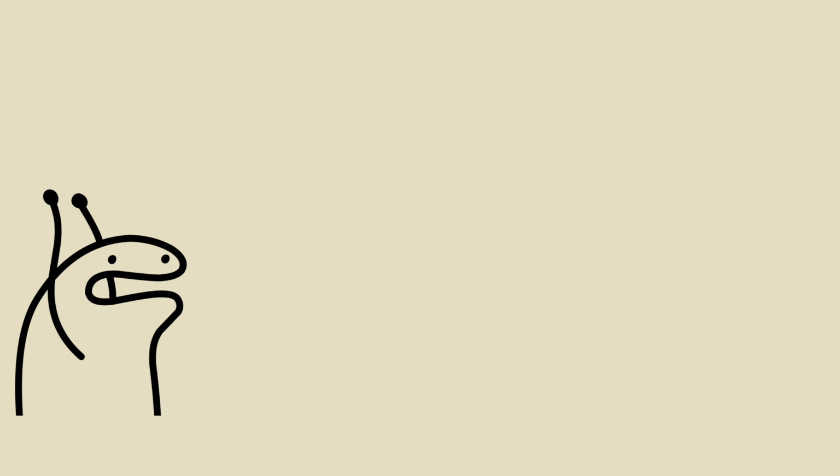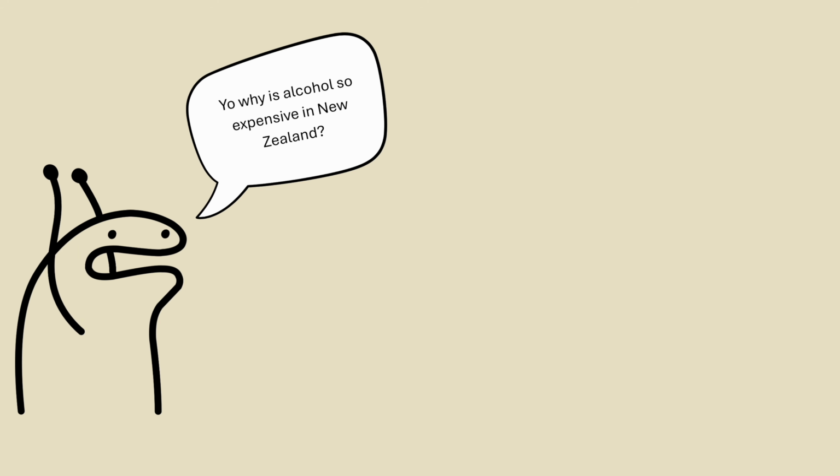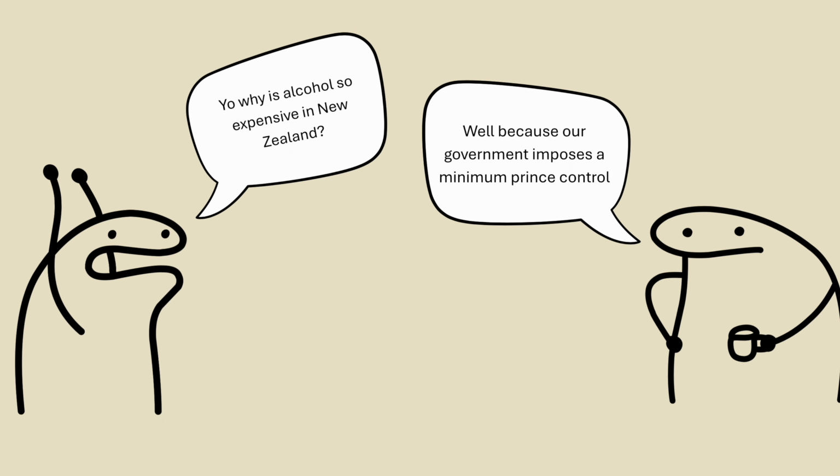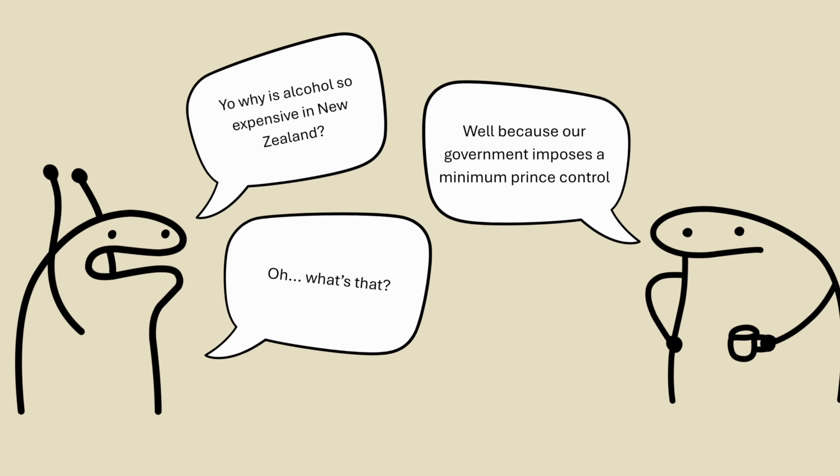Why are some things in New Zealand, like alcohol, so expensive? Other places are way cheaper. Well, it's because the government imposes a minimum price control on some things like alcohol. Oh, okay. Well, what is that though?